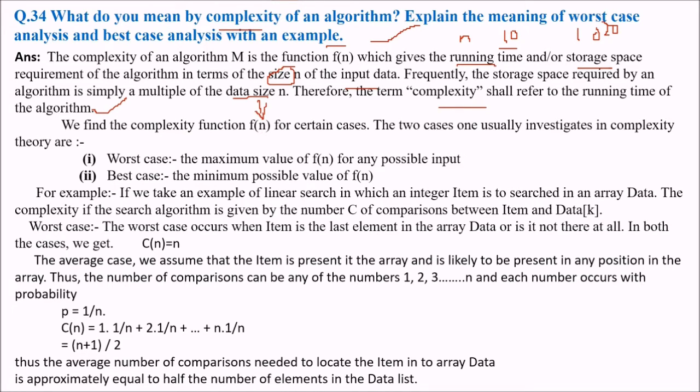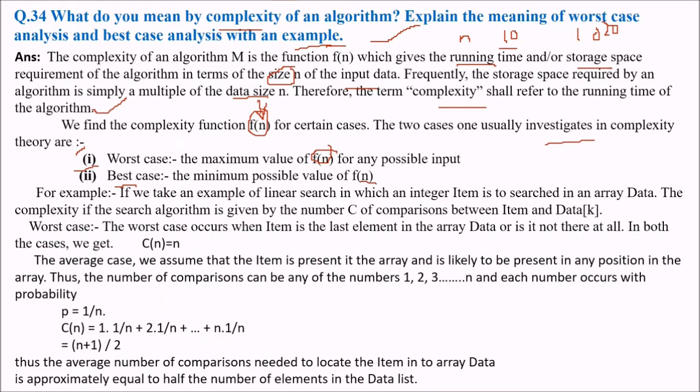So for a function f(n), there are certain cases. The important ones are the worst case and the best case. The average case is somewhere in between. So these are the cases we investigate for complexity. The worst case is the maximum value of f(n) for any possible input, and the best case is the minimum possible value of the function f(n). For example, because an example is also asked for.